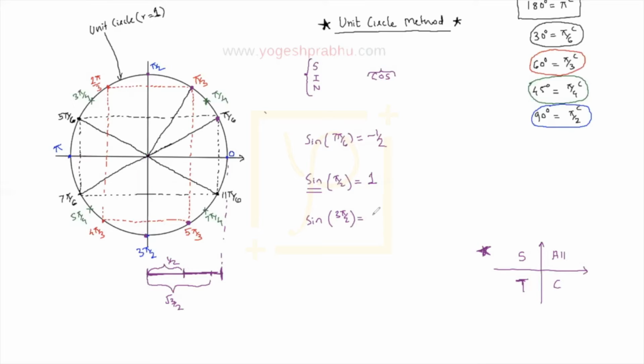Okay. Let me just do a few more. What if I want to find, say, sine of pi? Okay. Now this is a bit tricky. Let's talk about sine of pi. Pi is this angle. And what is the height of this? This is on the x-axis itself. So the height of this angle is just 0. So you will get sine pi is equal to 0. All right.